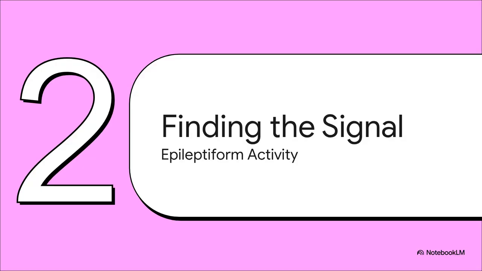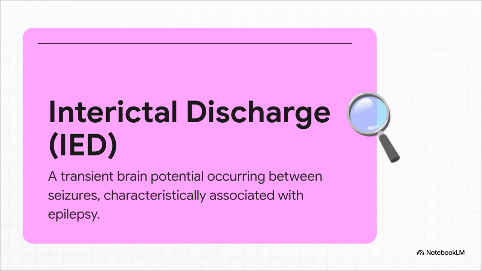Okay, so the recording is done. Now we get to the most important part. What are we actually looking for in all those pages of squiggly lines? Let's dive into the key signs of epilepsy we're trying to hunt down. This is the money term, right here. Interictal epileptiform discharge, or IED.